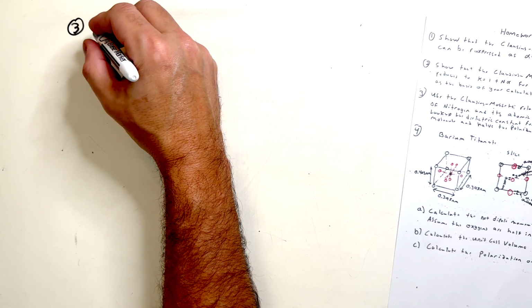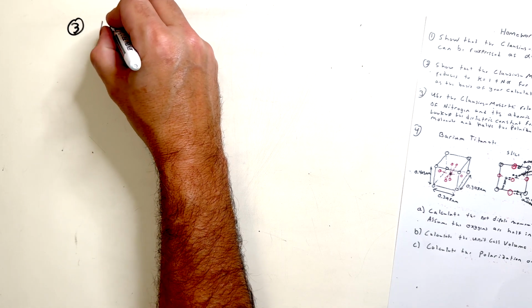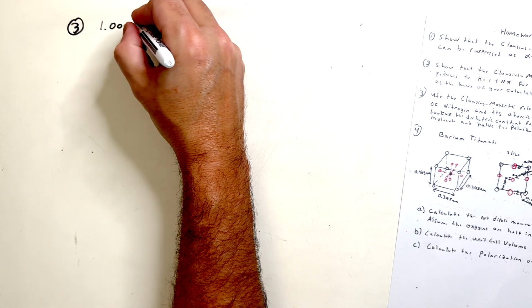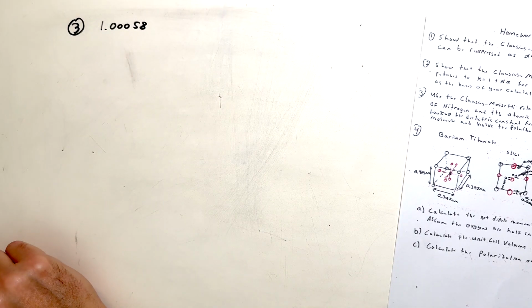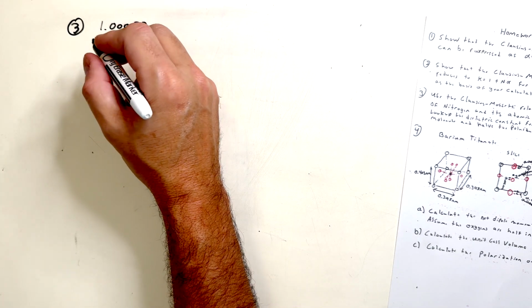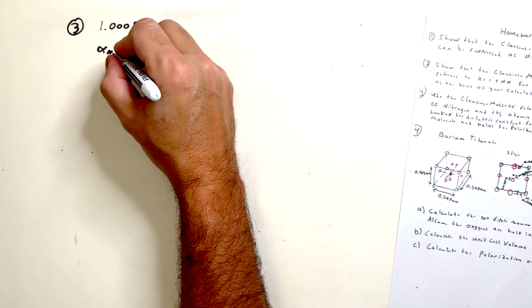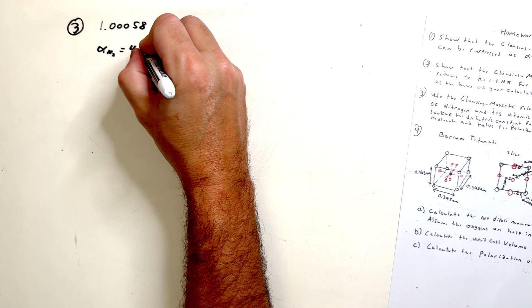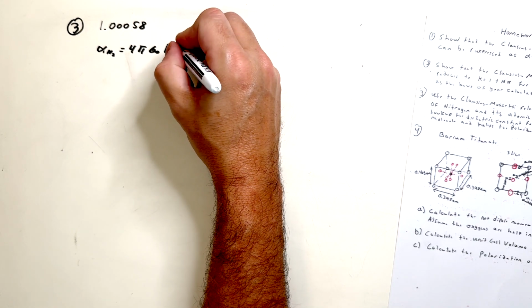Okay, so according to Google's AI, the dielectric constant for nitrogen is 1.00058. So I will assume that this is for N2, the nitrogen molecule, at standard temperature and pressure. From the lecture we have that alpha for N2 is going to be equal to 4 pi epsilon naught times the atomic radius R naught cubed.